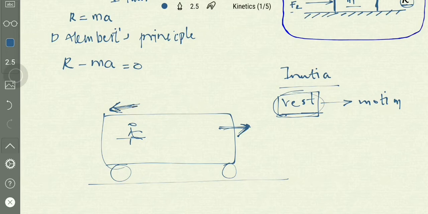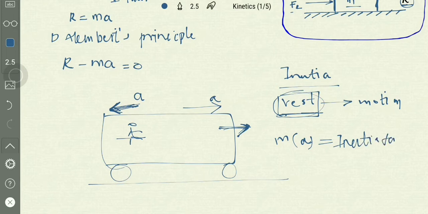You move with an acceleration a. If your mass is m, and with the acceleration a you are moving backwards, while the bus is moving with acceleration a, you are moving with acceleration a in the opposite direction. So this is called inertia force. ma is called inertia force.